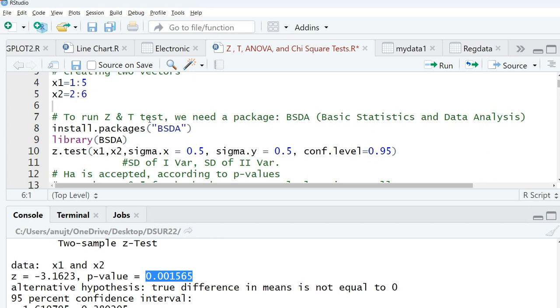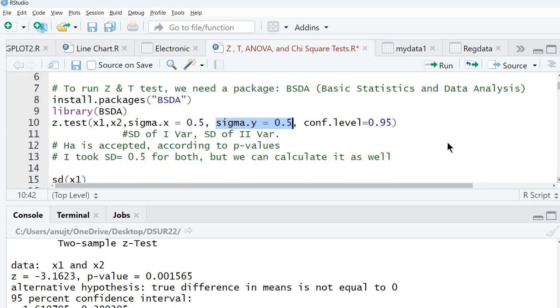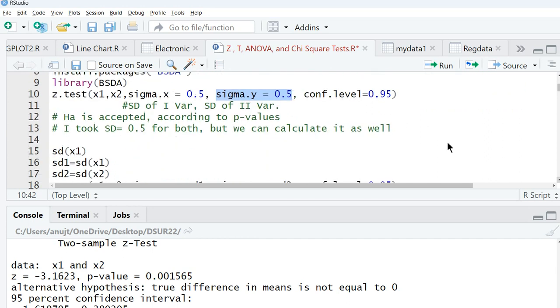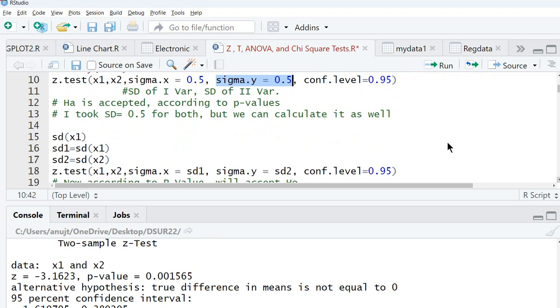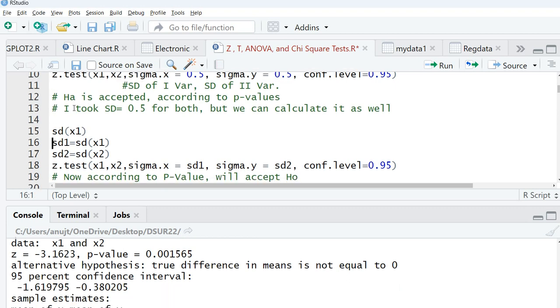But the thing is, here I have not calculated standard deviation. I have just randomly given 0.5 and 0.5. So let's calculate standard deviation for variable 1 and 2, for sample 1 and 2. So how to calculate standard deviation? You have to write SD, standard deviation of x1. So in this way, if you run this command, you will see the output standard deviation in the console. Standard deviation of x1 is 1.58. In the same way, we can do for x2 as well.